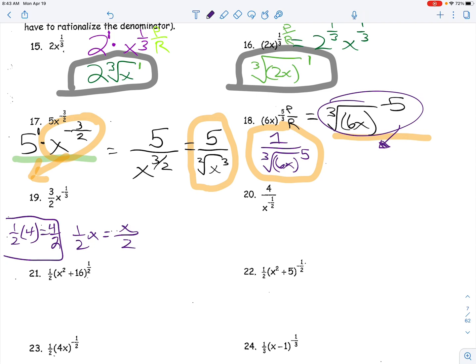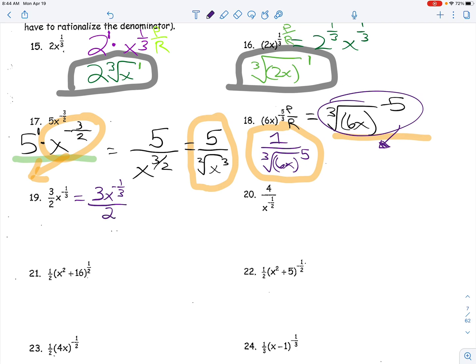So if it's on the side here, like x to the negative 1/3, and you want to rewrite it to see it either in the numerator or the denominator, when it's on its side here, that's in the numerator, people. So that's the same thing as saying 3x to the negative 1/3 over 2. So if you want to have everything together, that's how you would write it to start. Just rewriting it.